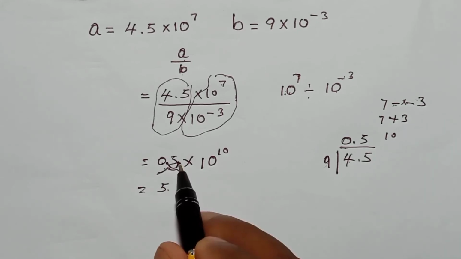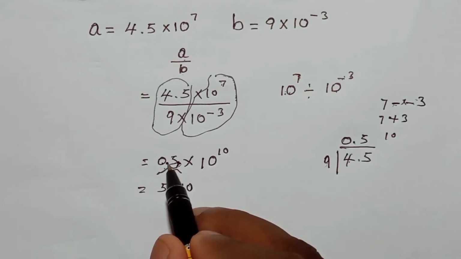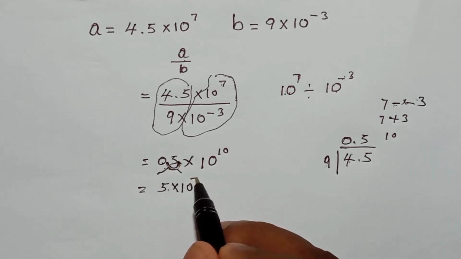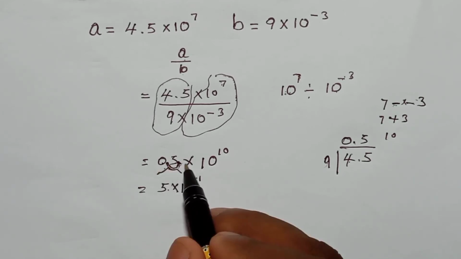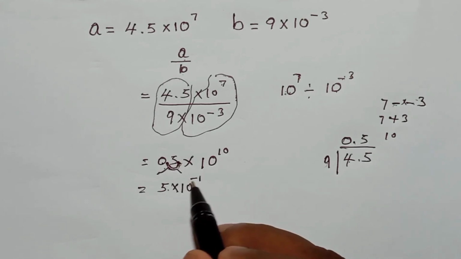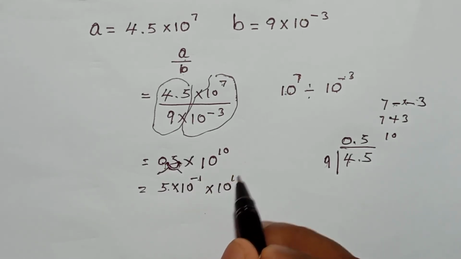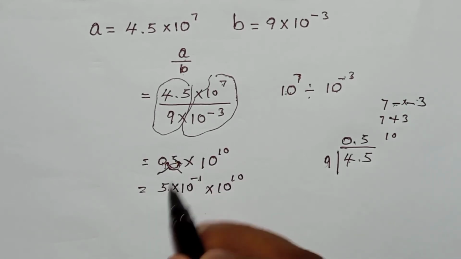So here the decimal point, and after it there is no digit, so I don't need to put anything. I moved this decimal point 1 digit, so I need to write 10 to the power negative 1. Why? When you write in standard form, if you bring the decimal point to the right side, however many digits you pass, that number you put here with the negative sign. Here I passed 1 digit, so negative 1. Then 10 to the power 10, that is the part I wrote here. Only this 0.5 I converted again into standard form.